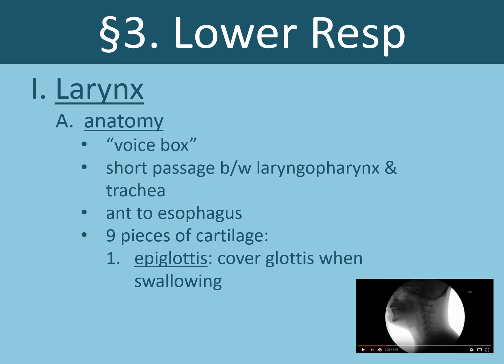I only require you to know 2 of the 9 pieces. First, you should know the epiglottis. The epiglottis covers the glottis when we swallow. It helps direct food to the esophagus, so we don't get food in our trachea. If you go to the course YouTube channel, you'll see a video x-ray of a person eating and drinking. If you look carefully, you can see the epiglottis in action as the person swallows.